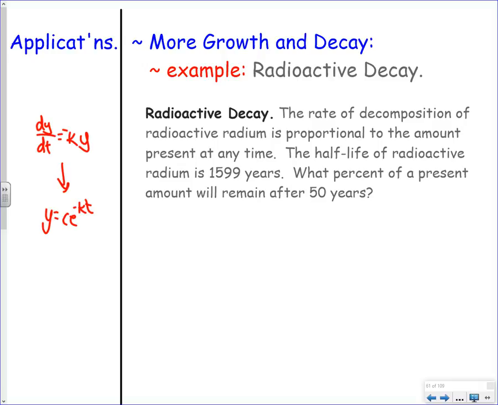Oh, if the half-life is 1,599, wouldn't it be double that? It's like the original one? No, half. No, that's original half of that. What did I just do?